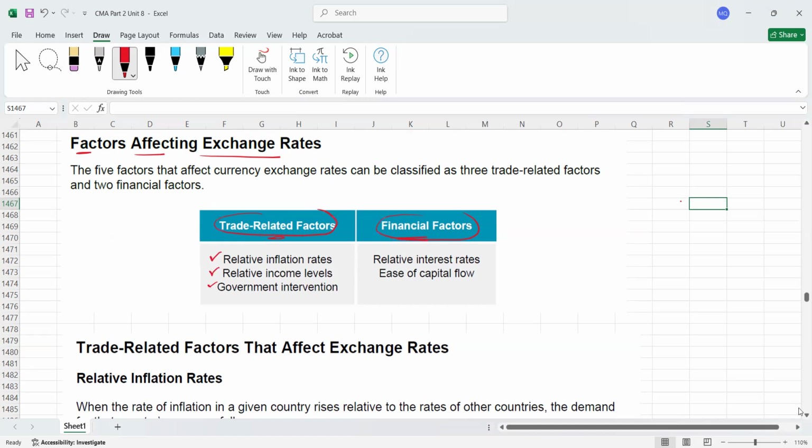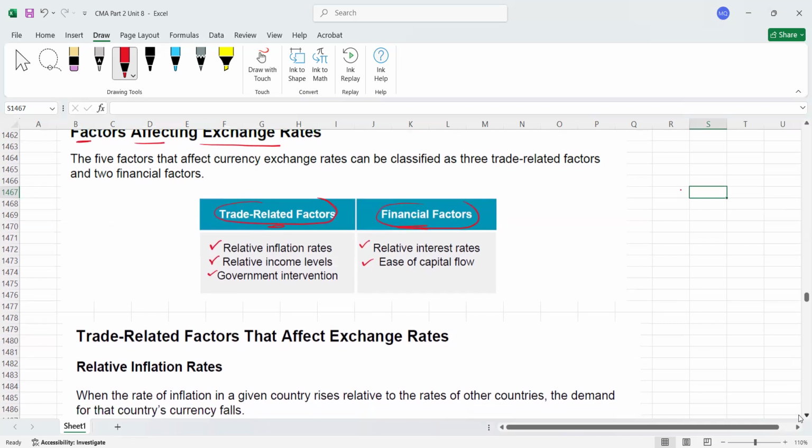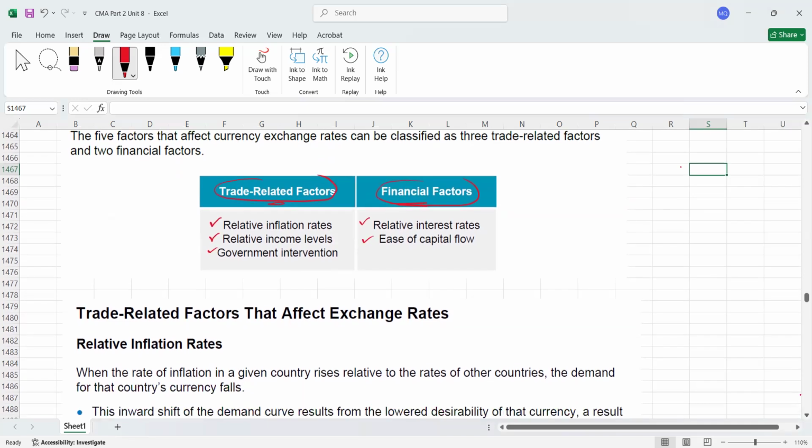Under financial factors, we have relative interest rate. Sometimes, due to interest rates, the exchange rate can vary. And then we have ease of capital flow. Now I'm going to start with the first trade related factor, which is the relative inflation rate.